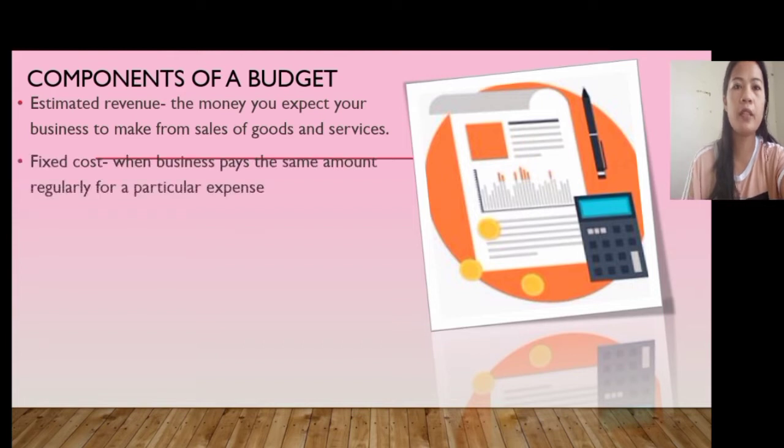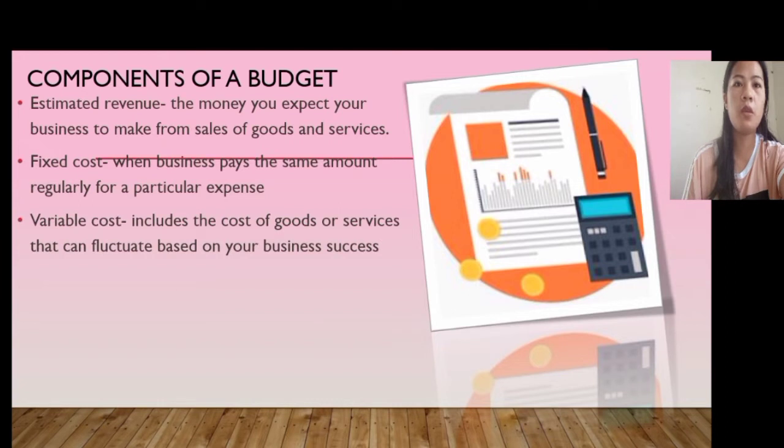Next is the fixed cost. When a business pays the same amount regularly for a particular expense, a budget is composed of a fixed cost. Fixed cost means it is primarily the expenses that happen repeatedly, or the exact amount that you pay within a period of time. Okay, an example of fixed costs is your rent. So rent you usually pay in a year with the same amount.